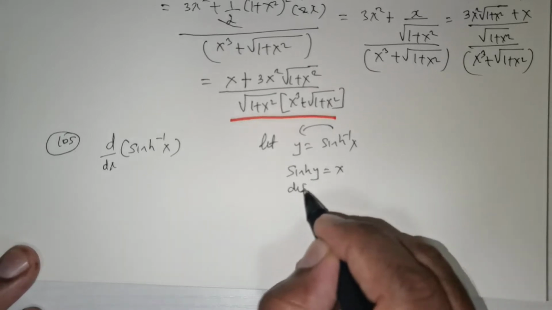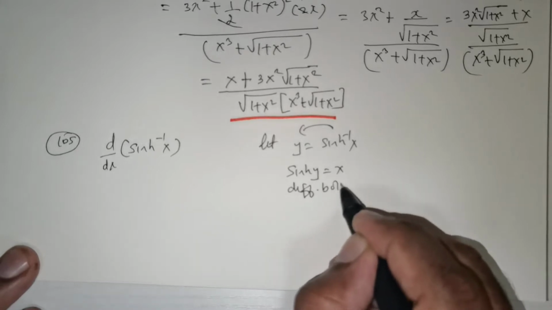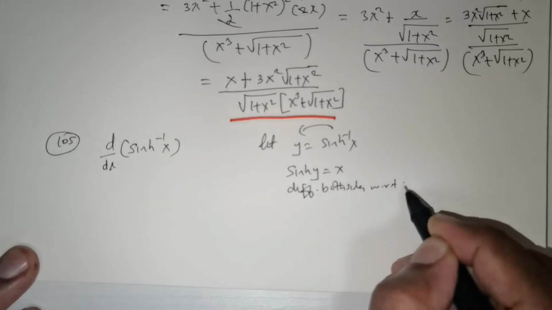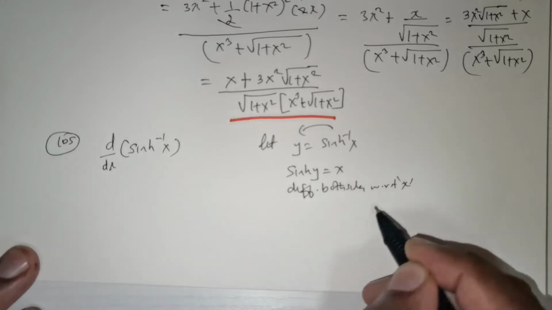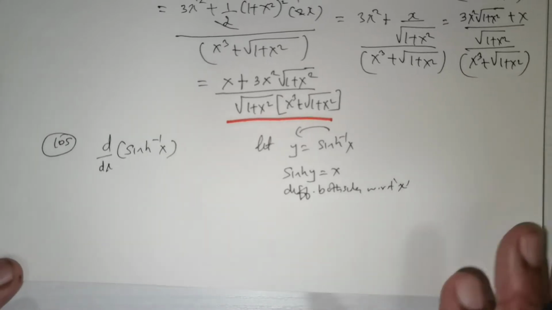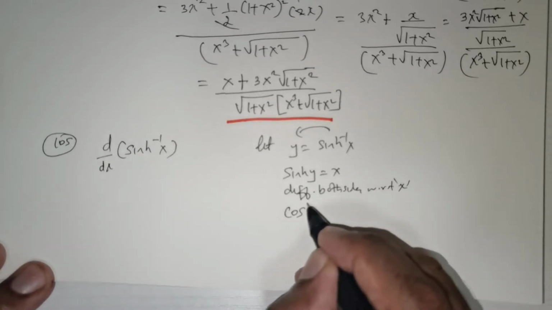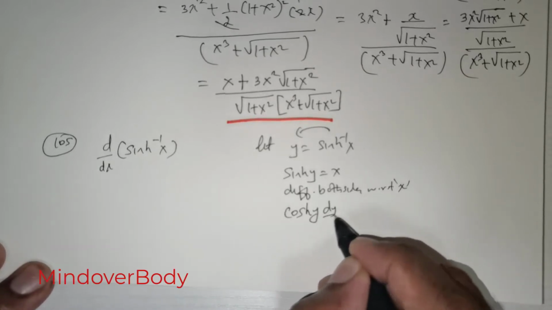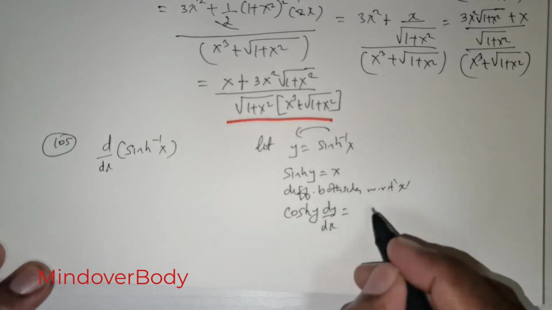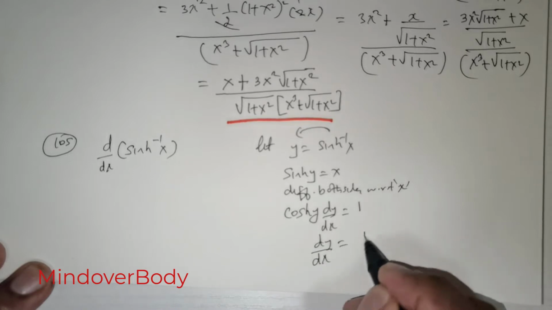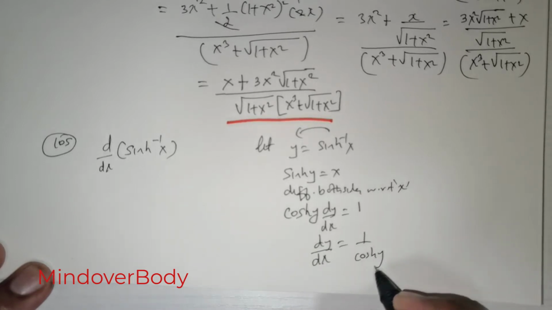Now I would differentiate both sides with respect to x. When I do that, this would give me differentiation of sin y is going to be cos y times differential of y, which is dy over dx. Differentiation of x is 1. So from here I can write dy over dx is 1 over cos y.